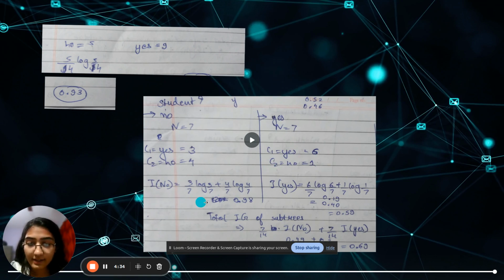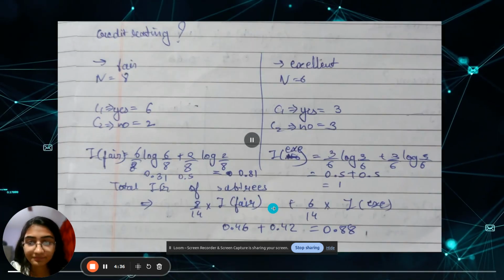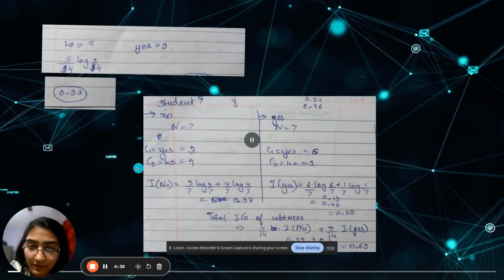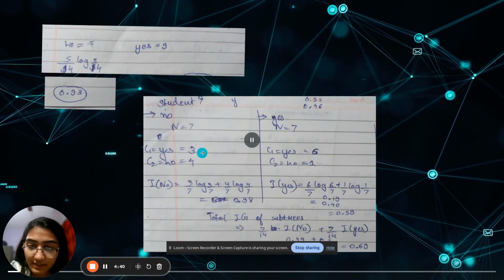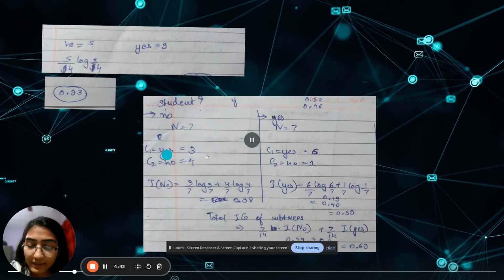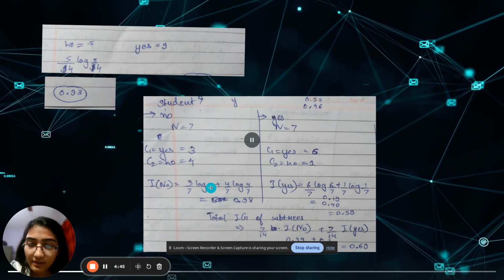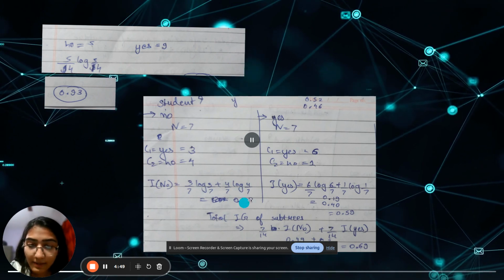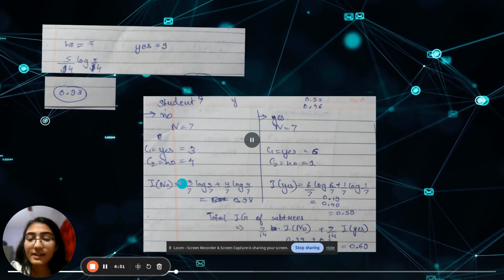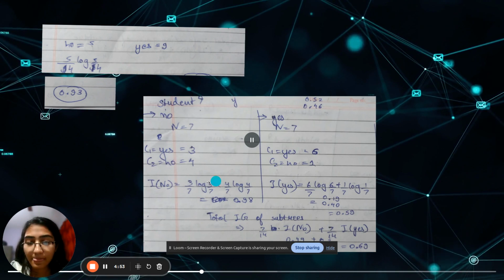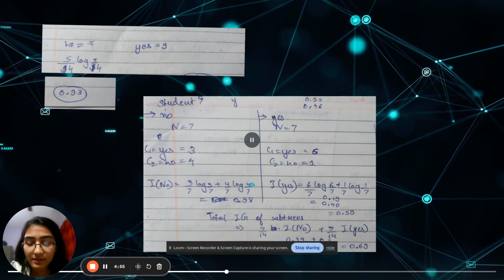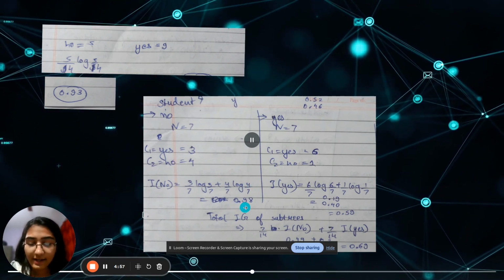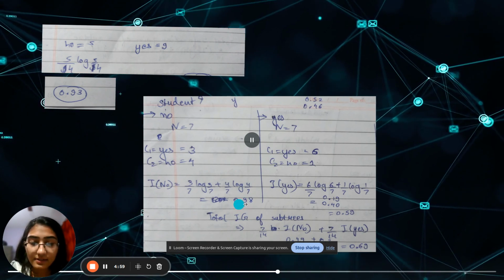Then we will find their respective information gain, that is 3 by 7 probability of yes, and log 3 by 7 plus 4 by 7 log 4 by 7. It is minus there, but after solving it, minus minus will cancel and it will be plus. So I directly did it, and the answer is 0.98.